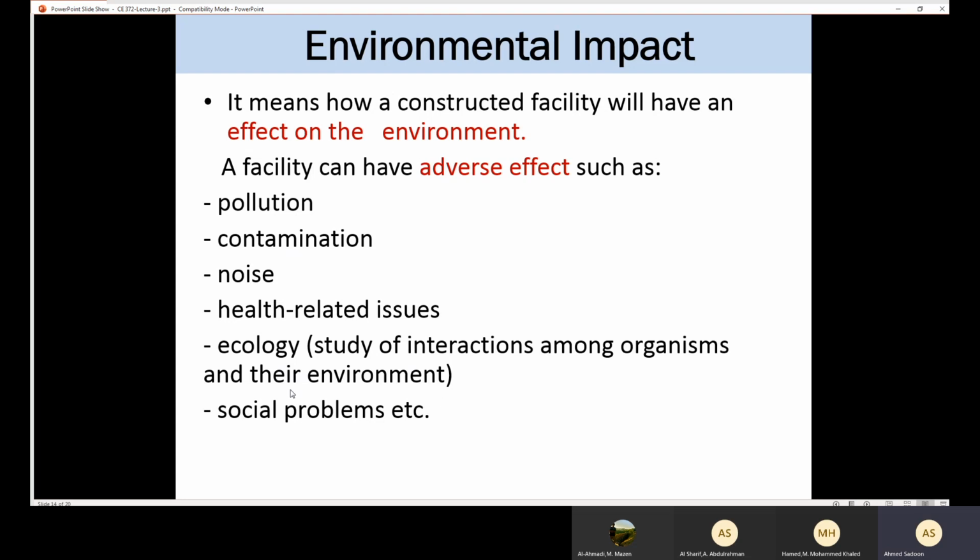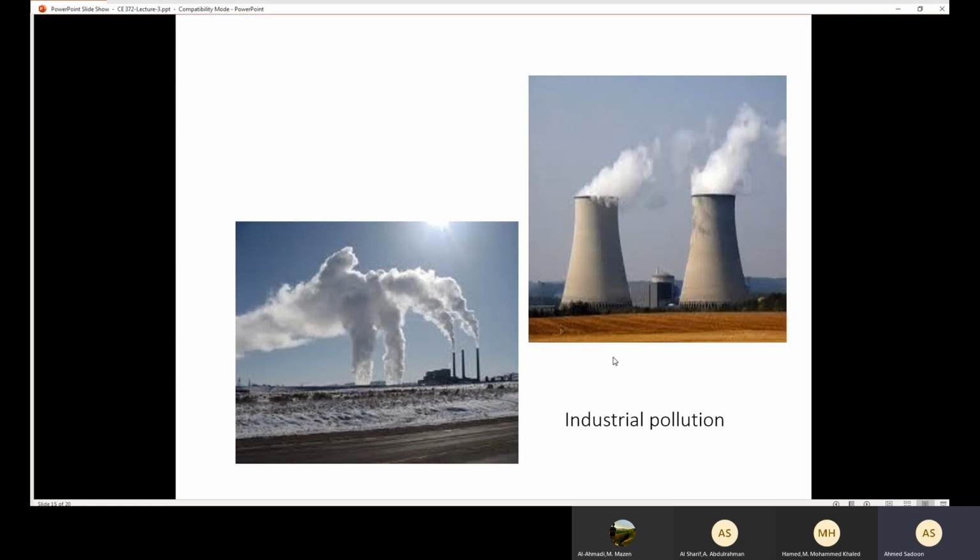And also sometimes a solution is going to create social problems. So we need to make sure that our products and our solutions are not going to have bad effects, like pollution, contamination, noise, health-related issues, ecology, and social problems. So here we have factories with pollution. Those factories are going to release CO2 to the environment.